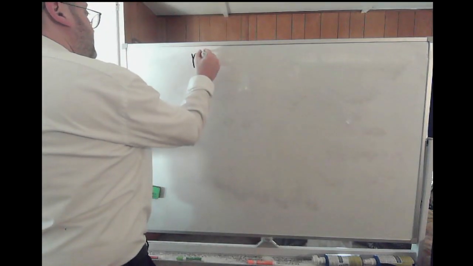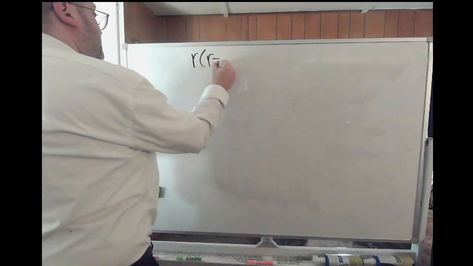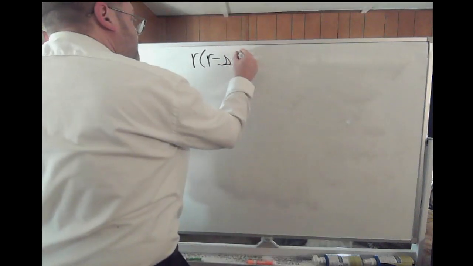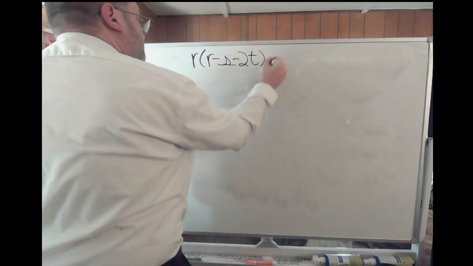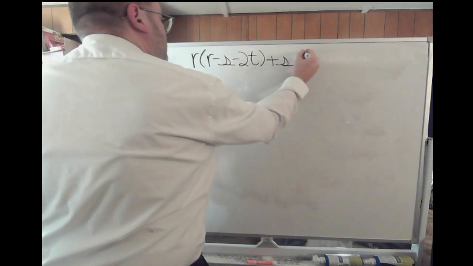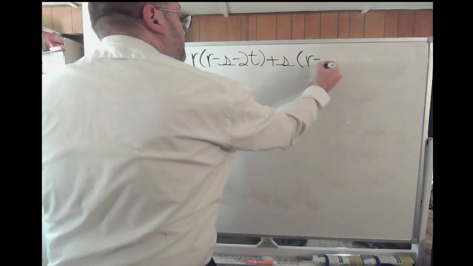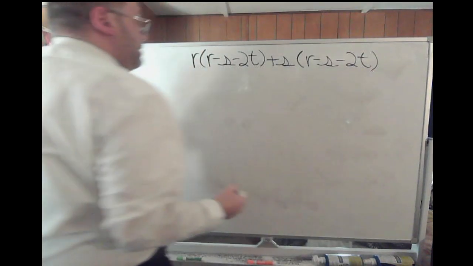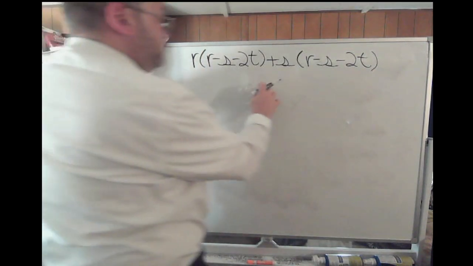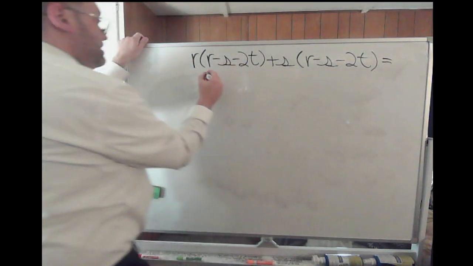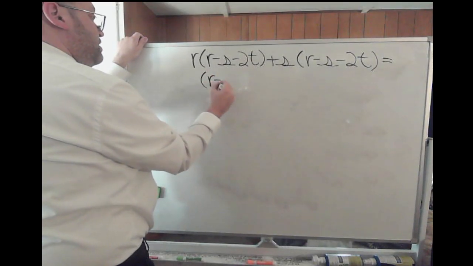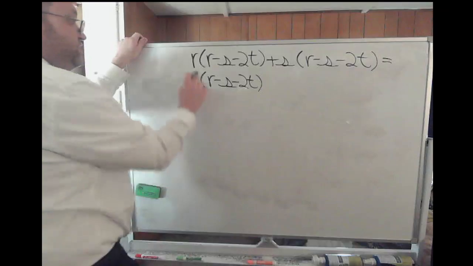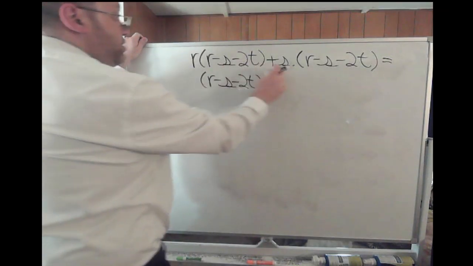Alright, let's see. We have r times the quantity of r minus s minus 2t plus s times the quantity of r minus s minus 2t. Well, let's look for what both of these terms have in common. They both have a common factor of r minus s minus 2t. That just leaves you with the other factor being r plus s.